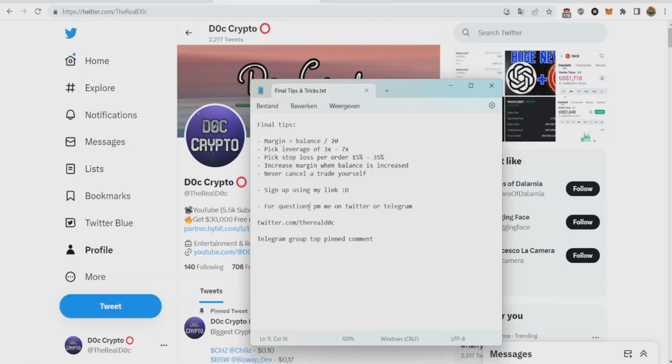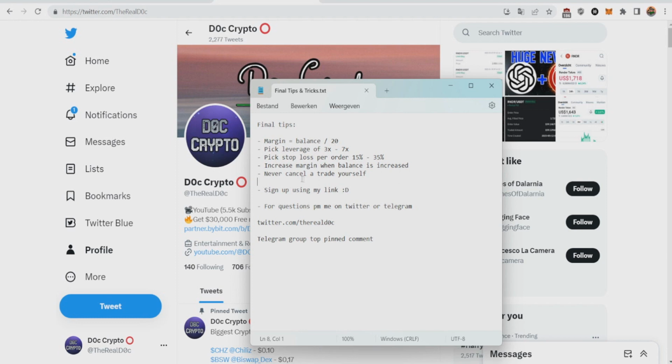So now it's time for my final tips and tricks about copy trading. So make sure your margin is balance divided by 20. Pick a leverage between 3x to 7x, with 3x to be very safe and 7x to be more risky. Pick a stop loss which equals the 3x to 7x with 15% to 35%. This is stop loss per order, like I showed in the video. Increase the margin when balance is increased so you make more money. Don't stick to the same margin when you're making profits, otherwise you will actually lose profits.